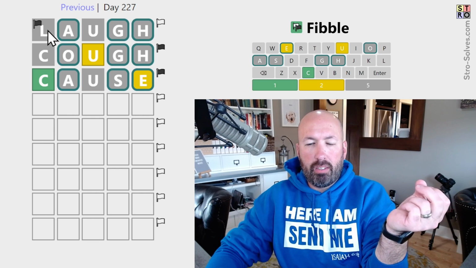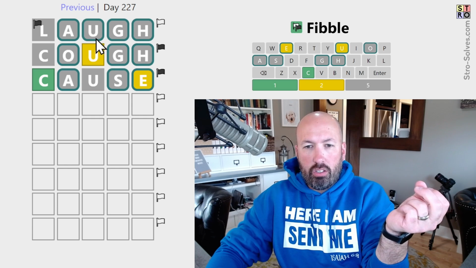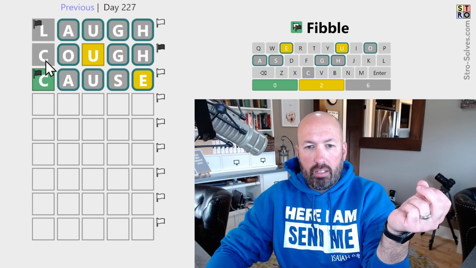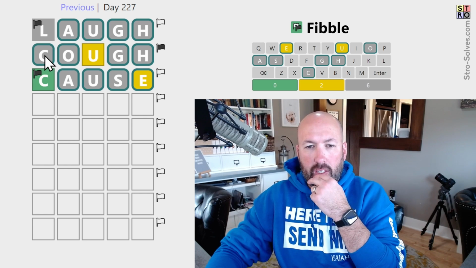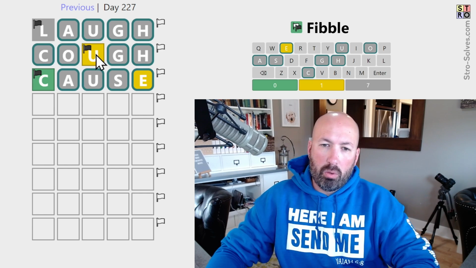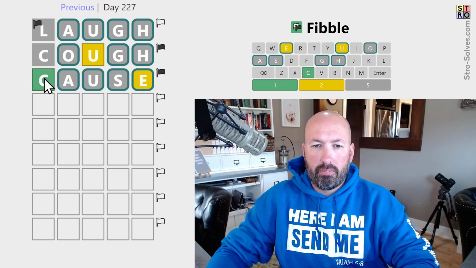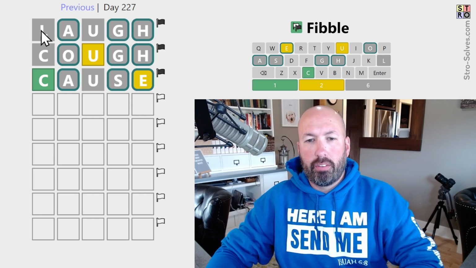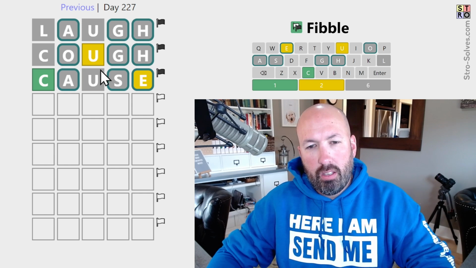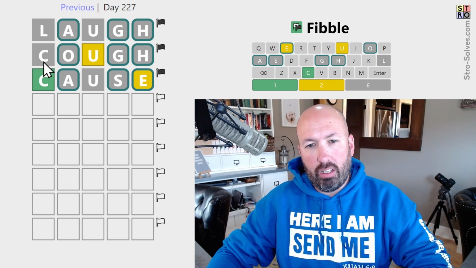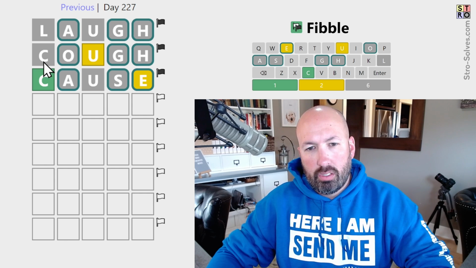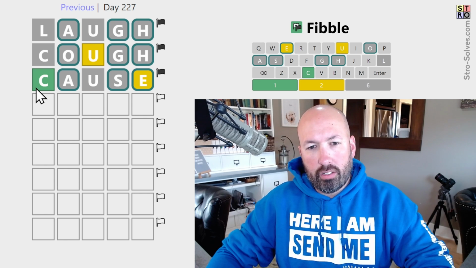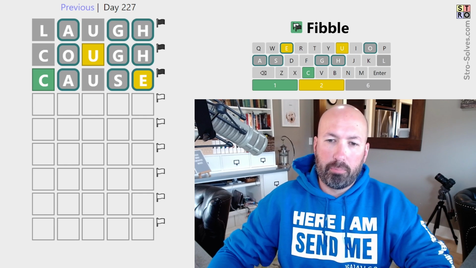Can the L be the lie? That would make the U true, which would make this U true, which would make that C a lie. Yeah, that would work, wouldn't it? We could do that. Okay, so we don't know yet. So it could be the gray U's and the gray C are lies, or the gray L and the green C and the yellow U. Okay. But we do know there's an E.